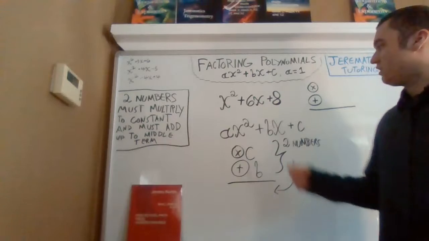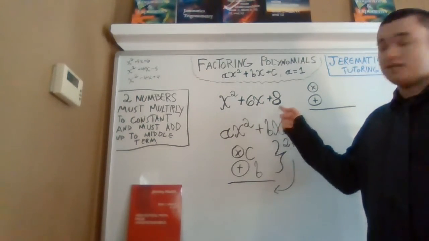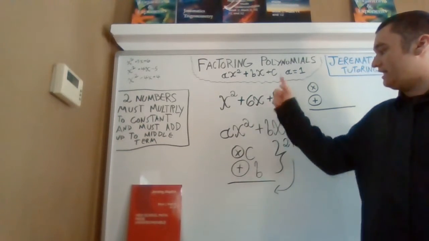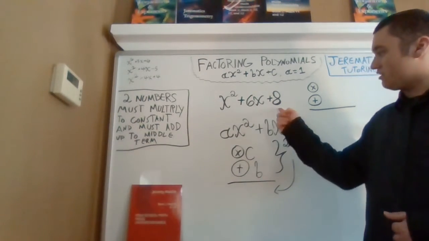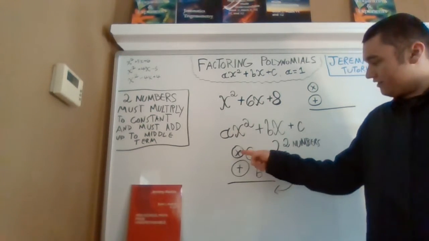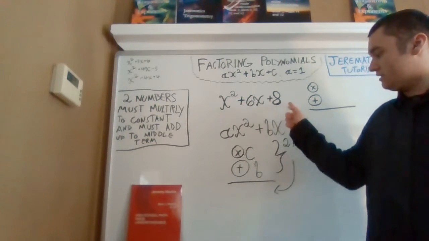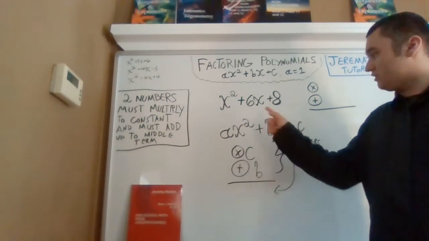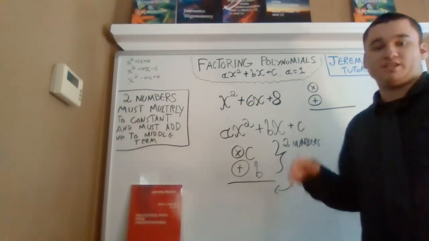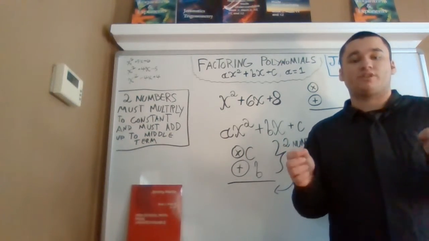What I do is I look at the constant term, the number, which is 8, and then I look at the coefficient of the middle term, which is 6. So I look at 8 and 6, constant term, middle term, and I make a little table. So I write over here, two numbers must multiply to the constant term, 8, and they must add up to the middle term. So this is the standard form that I use. Two numbers must multiply to the constant, and those two same numbers must also add up to the middle term.